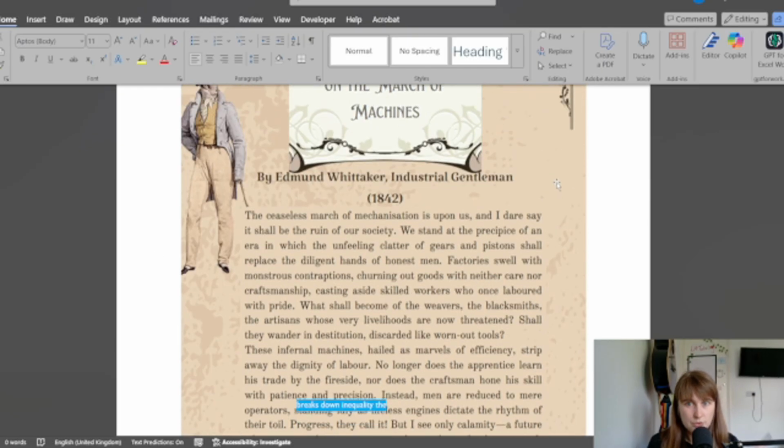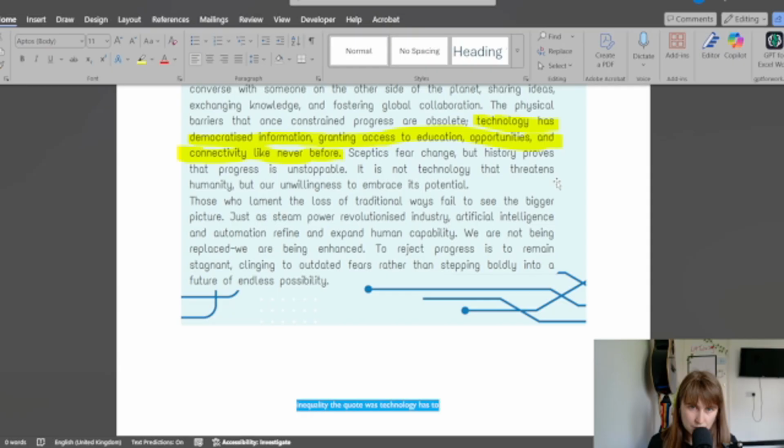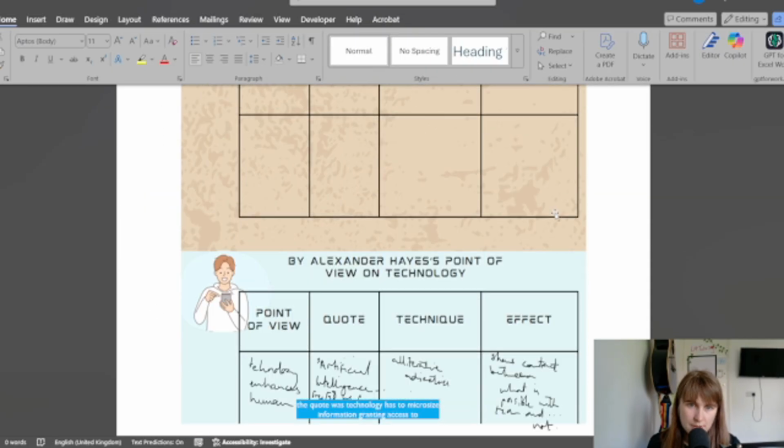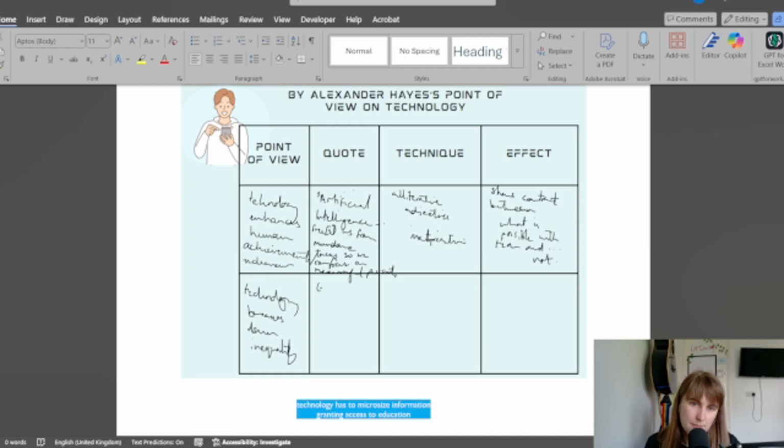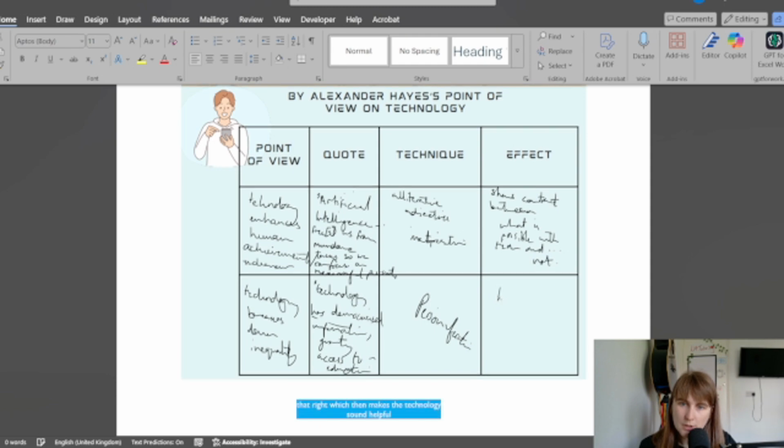The quote was, technology has democratized information, granting access to education. I'm going to say here that because of the granting access, that's personification, because it's making the technology sound like it's choosing to do that, right? Which then makes the technology sound helpful, with our best interests at heart.